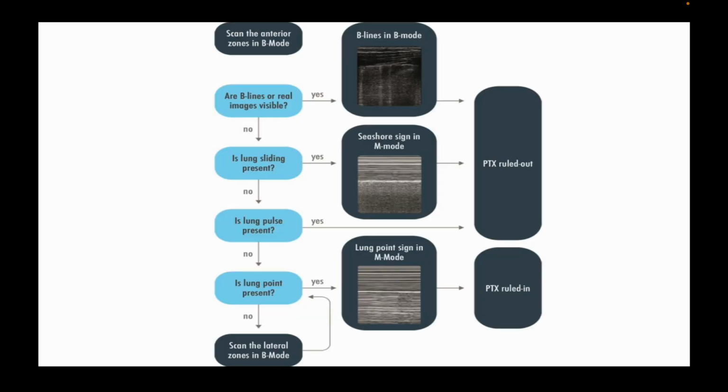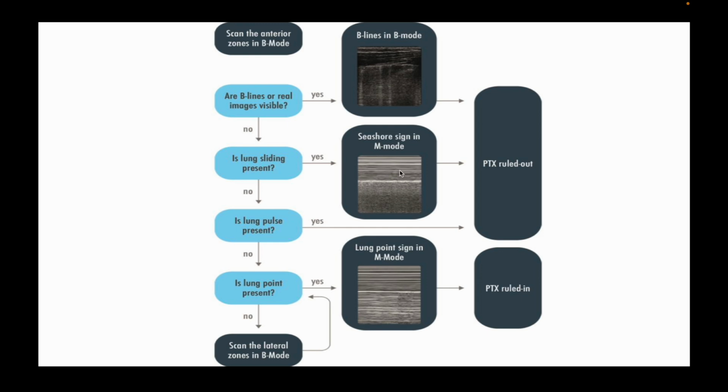So this is what you do if you have this question for pneumothorax. Scan the anterior zone for the B lines. If B lines are visible, then pneumothorax is ruled out. If you cannot really find any B lines, then you see if there is any lung sliding. If yes, then go for the seashore sign, put the M mode.